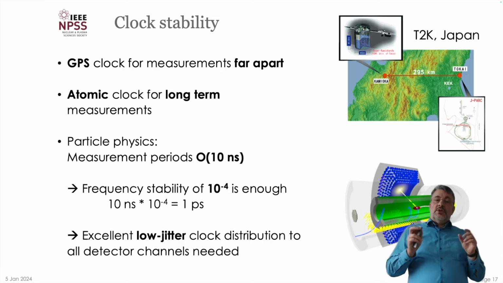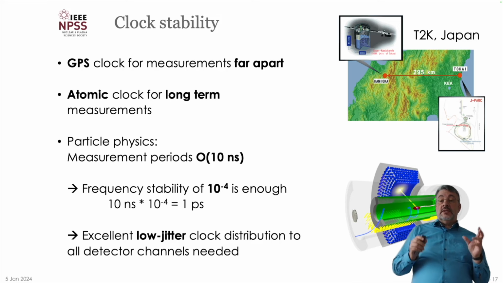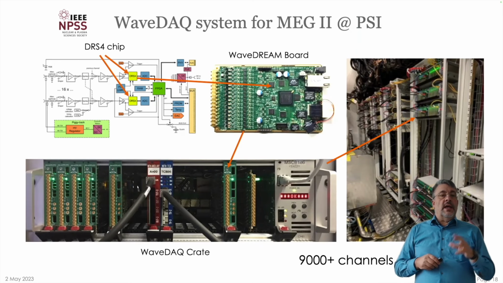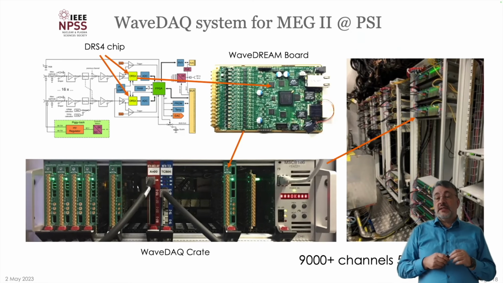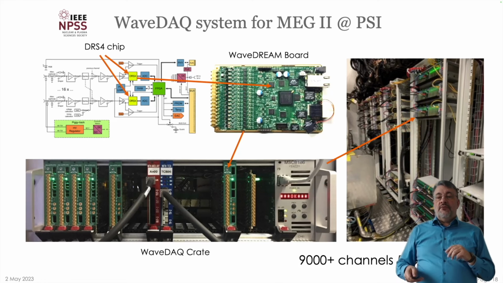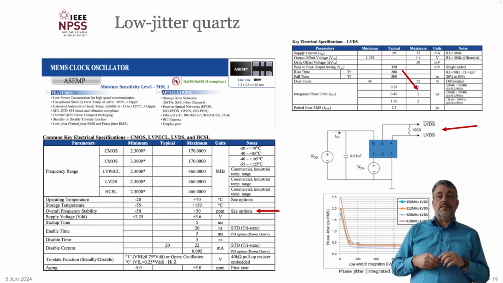So excellent low jitter clock distribution to all detectors is needed, but in particle physics you typically do not need long-term clock stability. Okay, in the next slides I will talk about the WaveDAQ system which we developed for the MEG II experiment. As a first glance, we have a WaveDREAM board which does all the waveform digitizing from the detectors. We have a special crate there, and then this goes to the overall experiment where we actually digitize about 9,000 channels with 5 gigasamples per second and 12 bits of resolution.